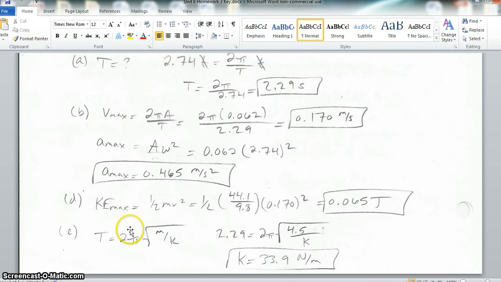And then for part E, they asked me to find the spring constant, so I took advantage of my period equation. 2.29 equals 2 pi times the square root of m over k. Again, I know my period. I found my mass by using the 44.1 divided by 9.8, and I solved for my spring constant.